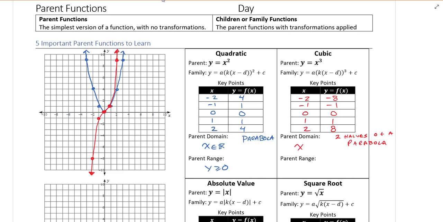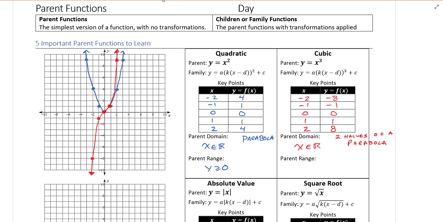So we can know the domain here. I can input anything I want to the equation. There's nothing stopping me. So remember, the domain is what we can input into a function. So there's nothing stopping me from putting any number I want. So we write x as an element of R. That R is a fancy way of saying the set of real numbers. So x belongs to any real number.